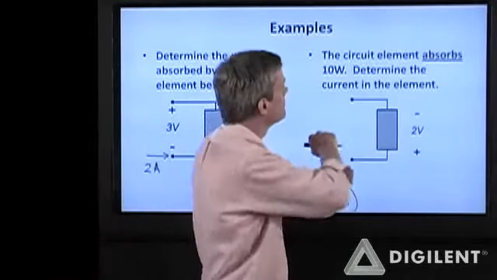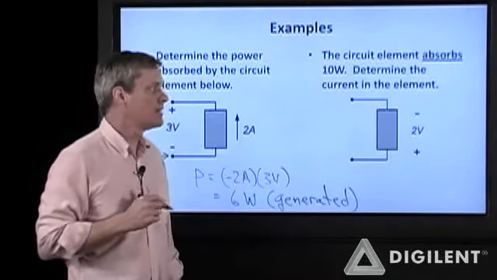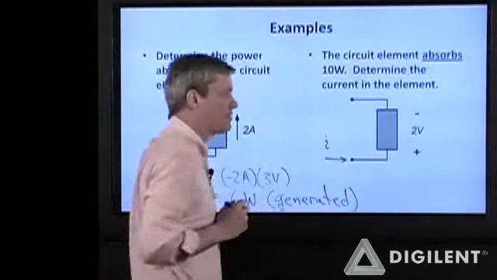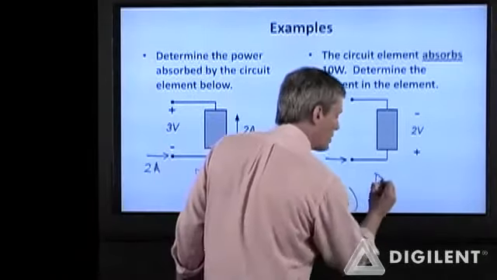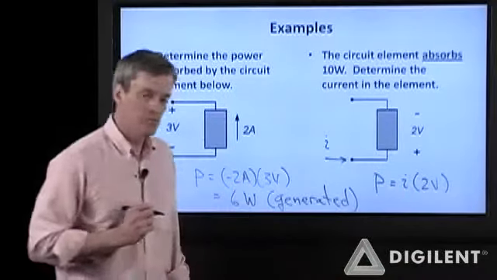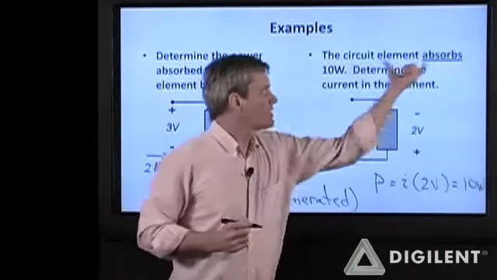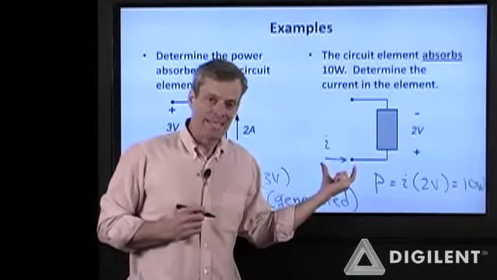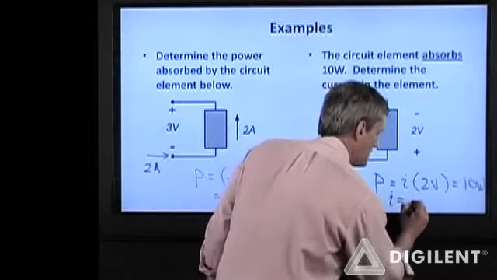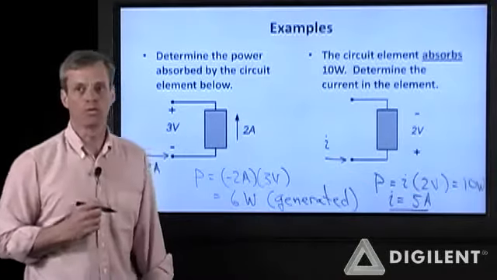Another example. This circuit element claims to be absorbing 10 watts. I want to determine the current. If I assume that current is entering the positive voltage node, power is I times the voltage. This is 10 watts. 10 watts is being absorbed. That tells me that current really is entering the positive voltage node. So this current is going to be a positive number. So I is equal to 5 amps, or 10 watts divided by 2 volts.